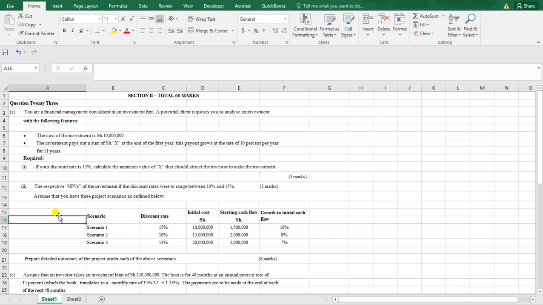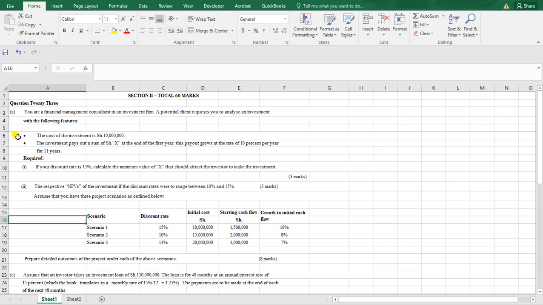So looking at this question of ours, these are what you're told. In this case, you are a financial management consultant in an investment firm. A potential client requests you to analyze an investment with the following features. The cost of investment, which is 10 million shillings. The investment pays out a sum of X at the end of the first year. This payout grows at the rate of 10% per year for 11 years.